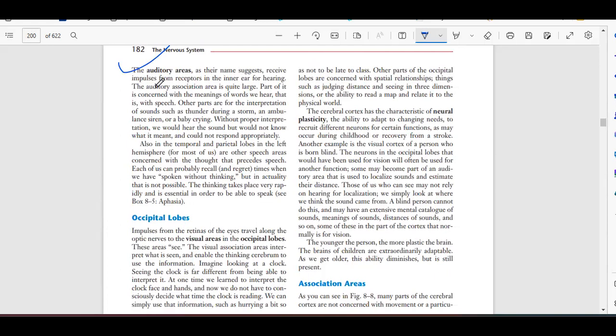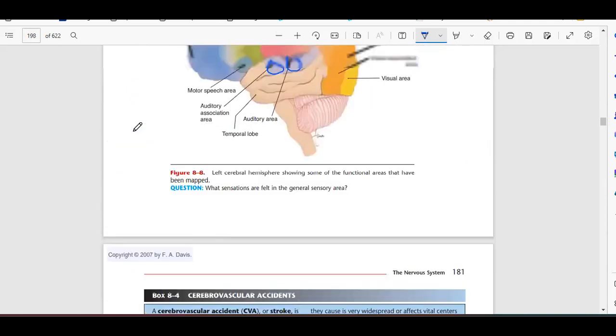As the name suggests, it receives impulses from receptors in the inner ear for hearing. The auditory association area is quite large. Part of it is concerned with the meanings of words we hear, that is, with speech. Other parts are for the interpretation of sounds, such as thunder during a storm, an ambulance siren or a baby crying. Without proper interpretation, we would hear the sound but would not know what it means and could not respond appropriately. So the auditory area is very large.